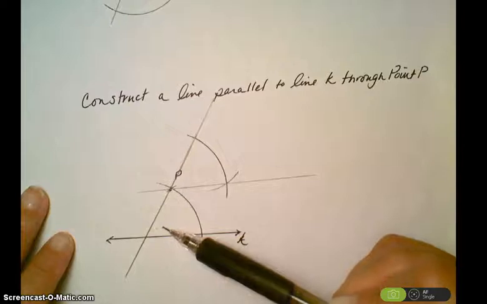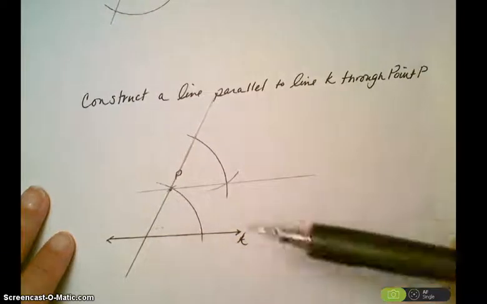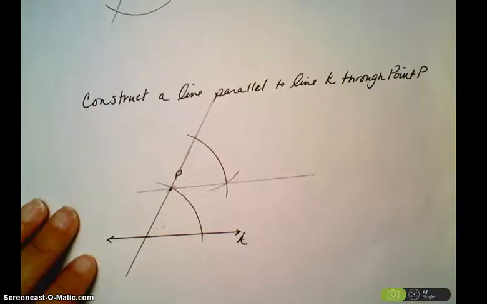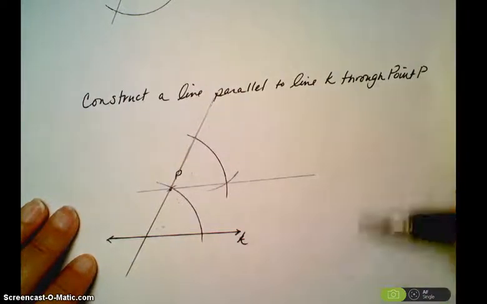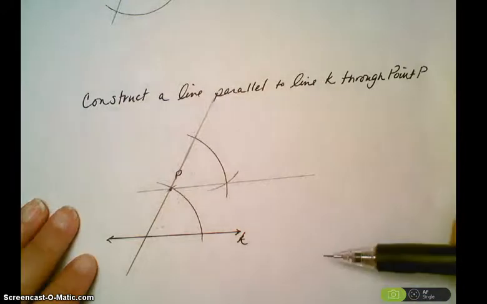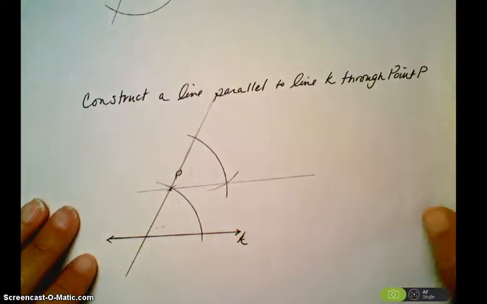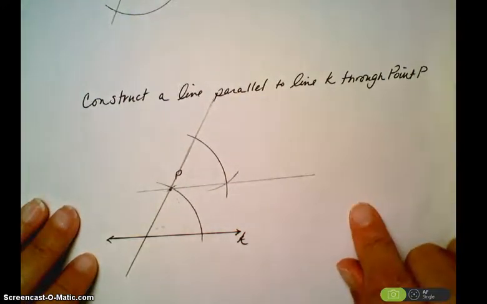Now, this construction also works if you construct alternate interior angles that are congruent, or you construct corresponding. So again, keep that in mind, and practice makes perfect. So try it again at least 3 more times.